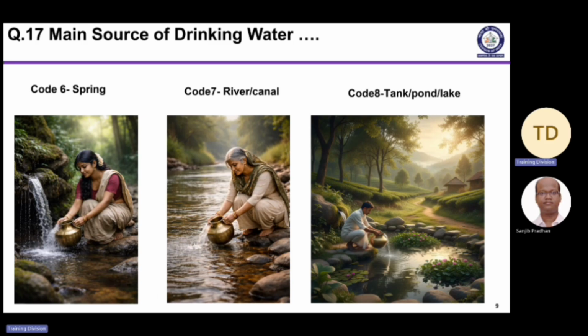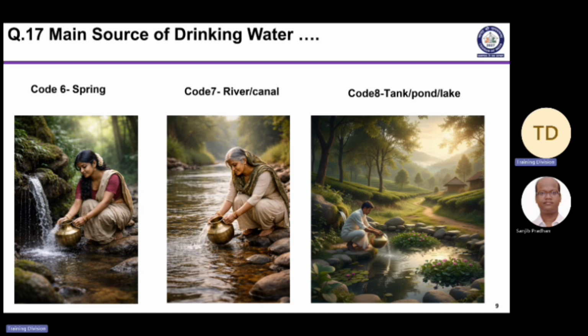Okay. If the household is taking water from a spring, we give the code 6. And if it is taken from a river or canal, we give code 7. And if it is taken from a tank, pond, or lake, we give it code number 8. So these three are natural resources.